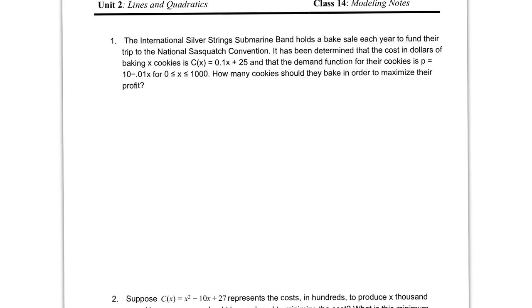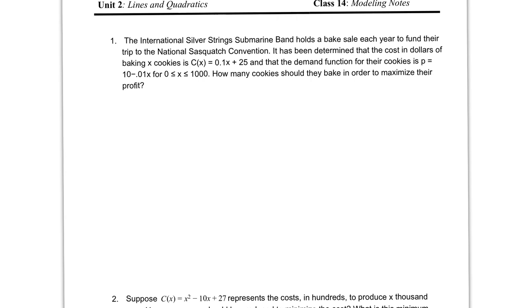Okay, so we're going to start with this modeling quadratics little mini lesson here. The International Silver String Submarine Band holds a bake sale each year to fund their trip to the National Sasquatch Convention. It's been determined that the cost in dollars of baking x cookies is C of x equals 0.1x plus 25, and that the demand function for their cookies is p equals 10 minus 0.01x, for x between 0 and 1,000.